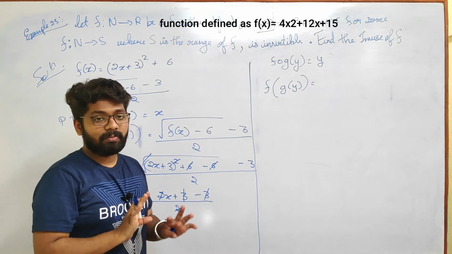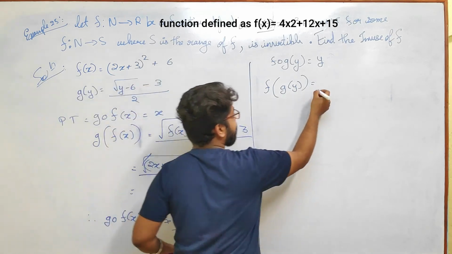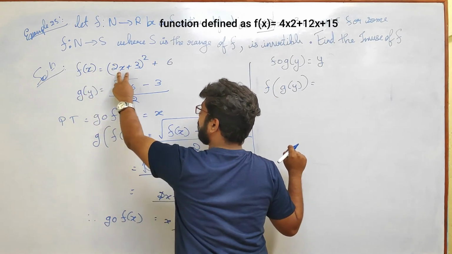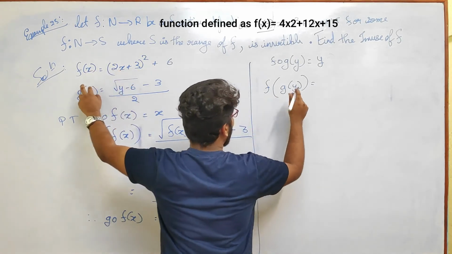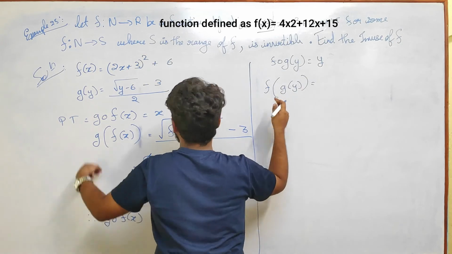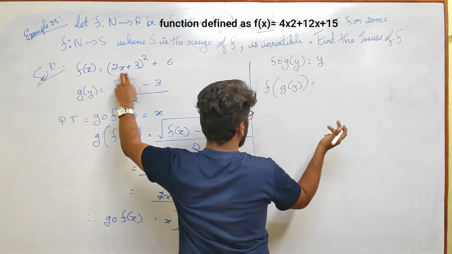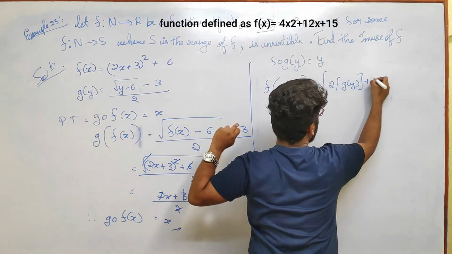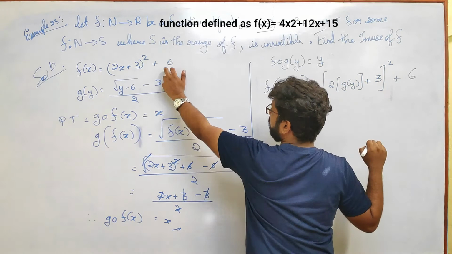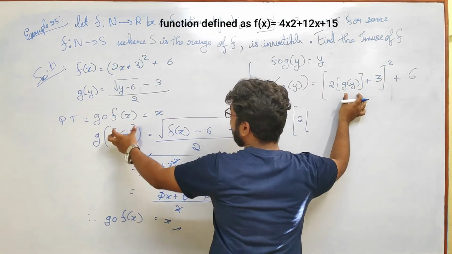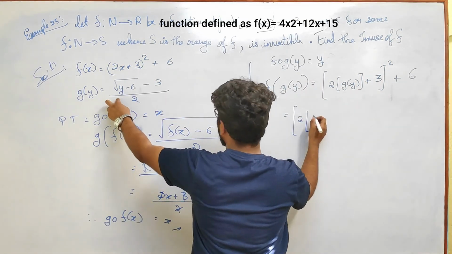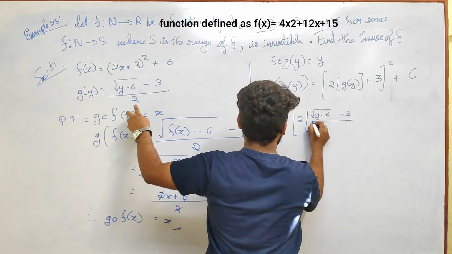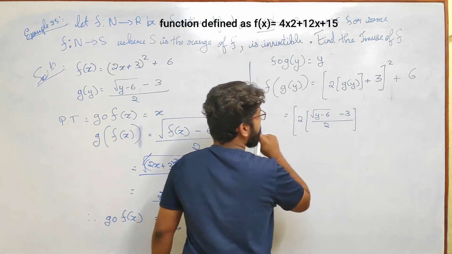Stop at this point, take a deep breath and analyze. Here it is x, therefore we are getting here x. If it was a, we will get a. If it was z, we will get z. Okay, but here it is what? g of y. Then what should come here? g of y. So therefore 2 into g of y plus 3 whole square. Understood? Everything you should consider. g of y is this big, so make sure you write everything. Okay, root of y minus 6 minus 3 divided by 2 plus 3.